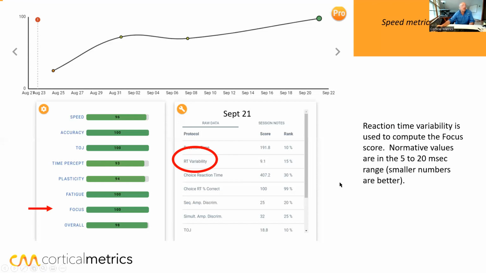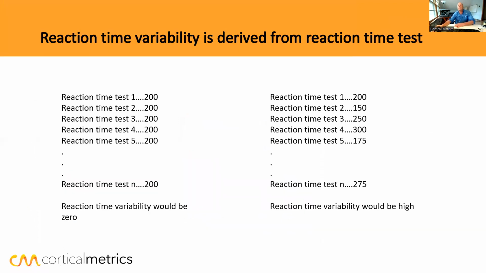So anyway, where does reaction time variability come from? It's important to know that because it gives you a good idea about what it means. Well, reaction time variability is derived from the reaction time test. You're probably familiar with the Brain Gauge and the reaction time test. You'll notice that each time you take the test, your score, which is your reaction time in milliseconds, pops up on the screen. So let's say for the first trial that you take, you get a 200. And then the next time you see a 200 pop up, and the next time, and the next time.